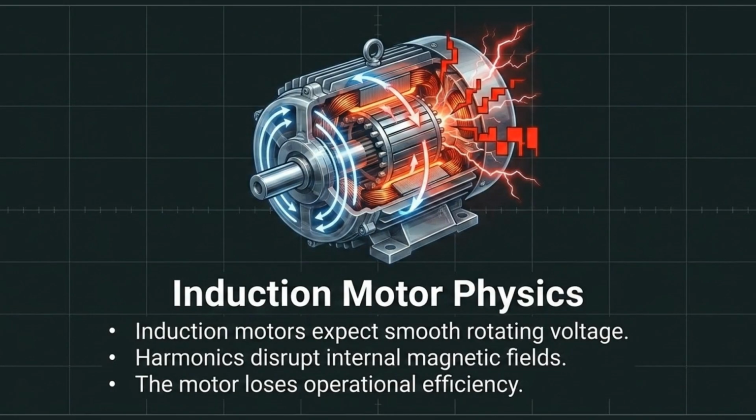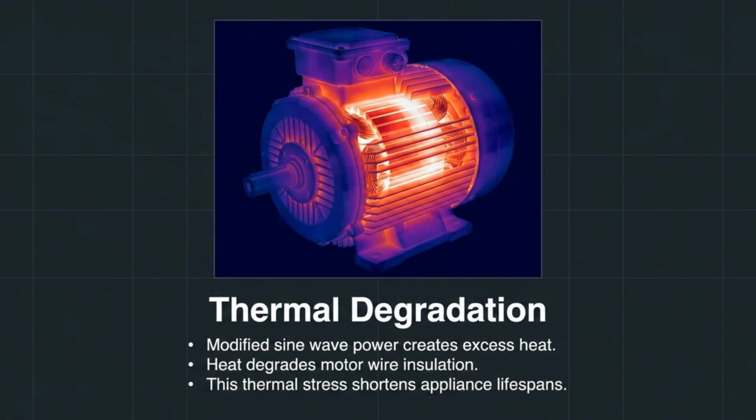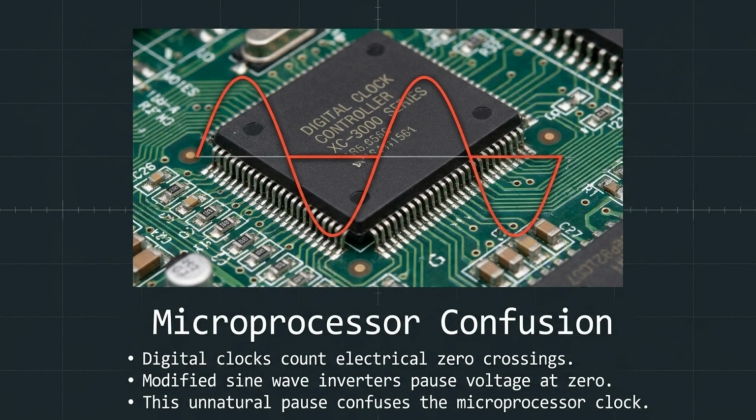Induction motors also suffer. They expect a smooth, rotating voltage. Harmonics disrupt these internal magnetic fields, causing the motor to lose efficiency and struggle to perform correctly. Finally, this power creates excess heat. That heat degrades motor wire insulation over time. This thermal stress is why using modified sine wave power can significantly shorten the lifespan of your appliances.